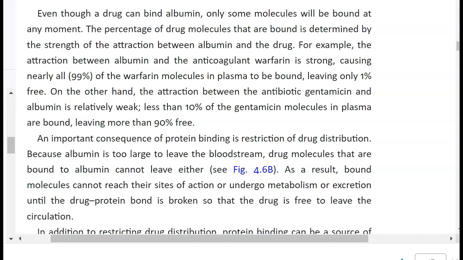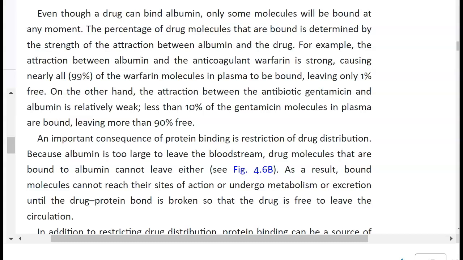The example they give here in your text is warfarin. The binding between albumin and warfarin is incredibly strong, so that nearly all of your warfarin, over 99%, is bound to plasma protein. Only 1% is free. But on the other hand, the attraction between gentamicin and albumin is very weak. Less than 10% of the gentamicin molecules will be bound in plasma, and 90% are free.